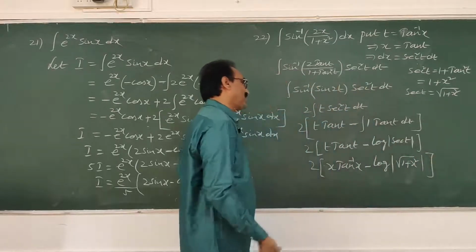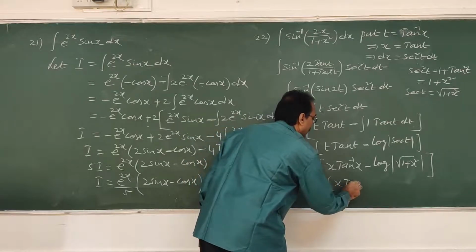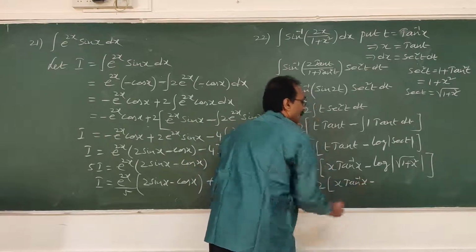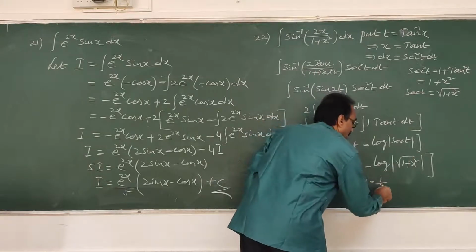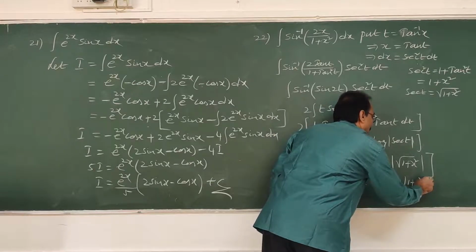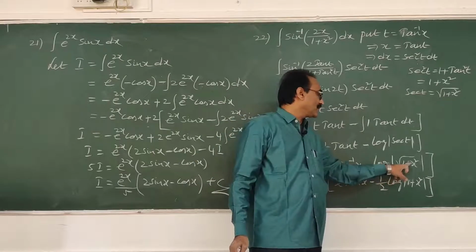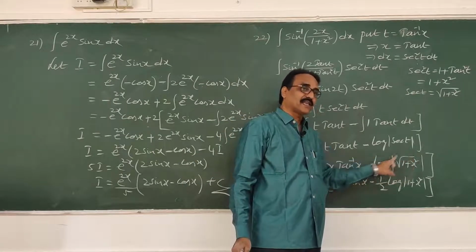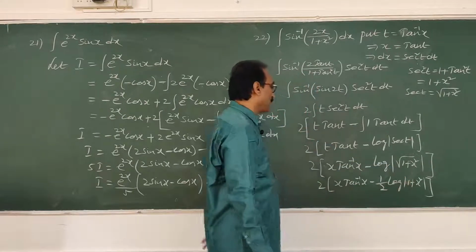If you want to simplify further, you can do it also. That is 2 into x tan inverse x minus, root means how much? 1 by 2. 1 by 2 means how can you write? 1 by 2 log of 1 plus x square. Correct or not? You tell me. Here, what will you write now? 1 plus x square whole power half. Log x power n is n log x. Correct? Now you multiply with 2.